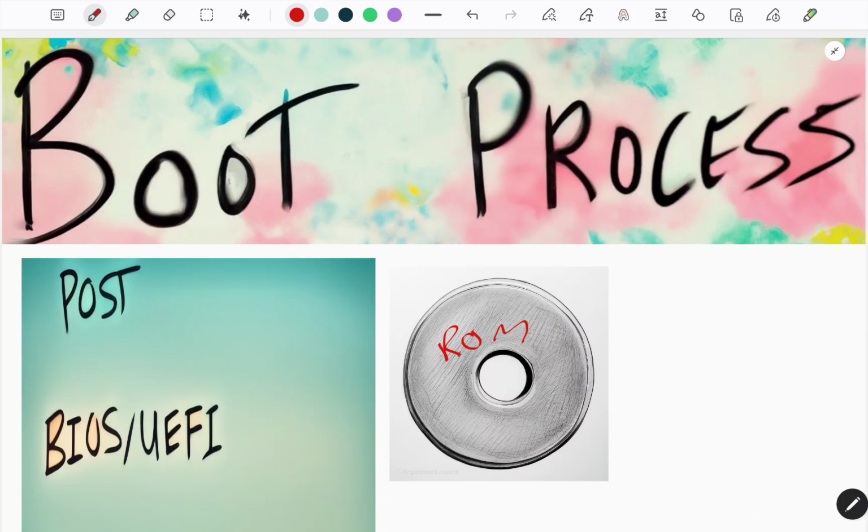First thing we do is click on the power button. When we click on the power button, straight away they will do a POST check. Power on, is it? Switch test, right? Am I correct? I'm testing you because I cannot remember. POST, basically power on self-test.